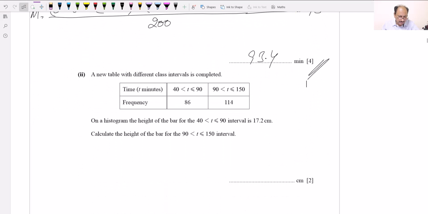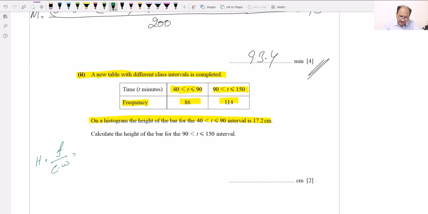Hopefully you understood this. Now the second part says a new table with different class intervals is completed, and these are the class intervals and these are the frequencies. And on a histogram, the height of the bar for the 40 to 90 interval is 17.2 centimeters. So if we calculate, we know the height of the bar is equal to frequency divided by class width.